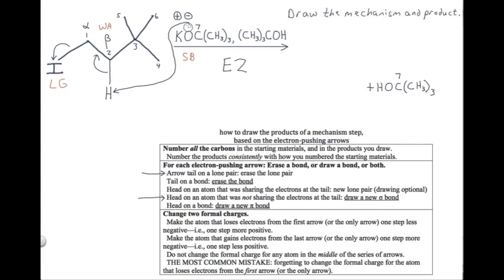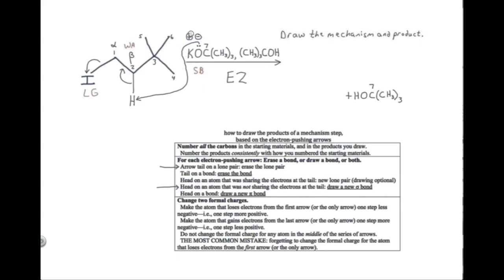Since the oxygen is at the beginning of the series of arrows, we have to change its charge. This oxygen started negative and it lost electrons, so the oxygen becomes one step less negative and changes from negative to neutral. What about the positive potassium? In the starting material, the positive potassium is written next to the O-. Should I continue to write the positive potassium next to the oxygen in the product?